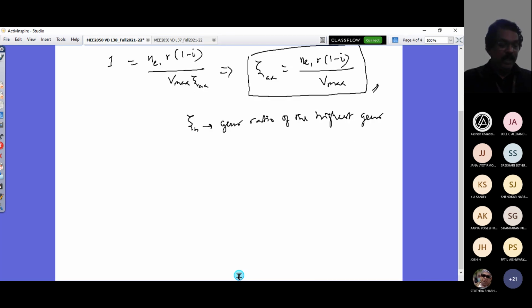What is this ratio? Look at it like this. In the last class itself, we have seen it for the lowest gear. So let us do that, then I will go on to show you how the intermediate gear speeds can be decided. I will explain that at that time.